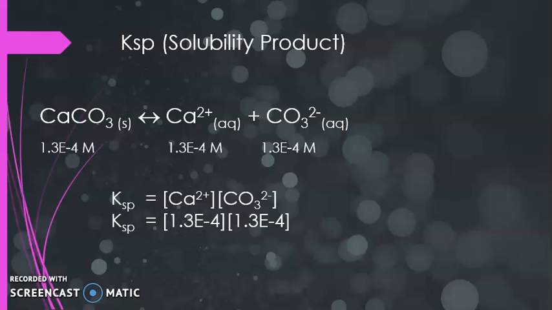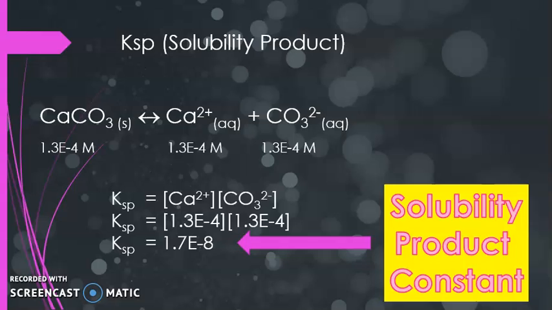So for example, if we knew the molar solubility of the calcium carbonate was 1.3 times 10 to the negative 4th molar, then the concentrations of those ions are the same, and we can simply plug them in and chug out our final value. And in this case, our KSP value is 1.7 times 10 to the negative 8th. Now that is a constant. That's the solubility product constant. And that is going to remain constant for that specific temperature. It will change with temperature, because ionic substances tend to be more soluble in warm temperatures and less soluble in cool temperatures.